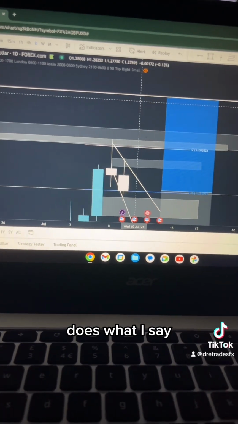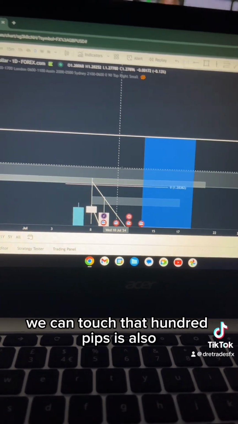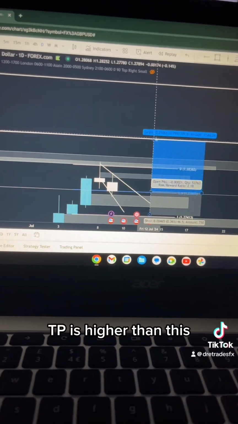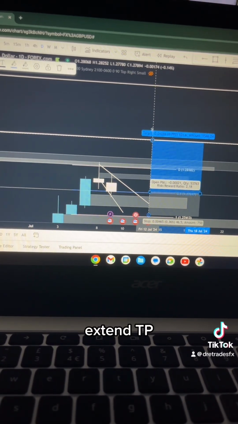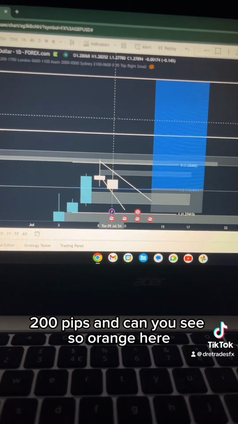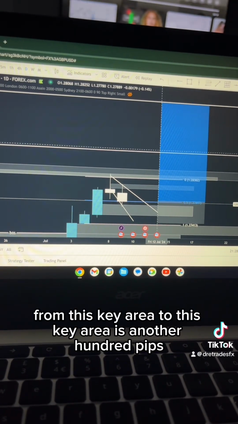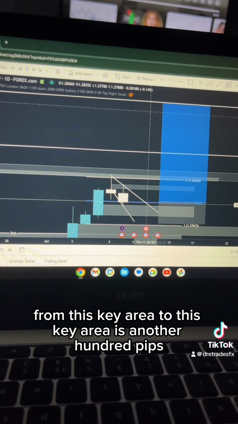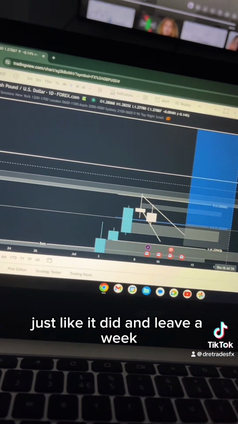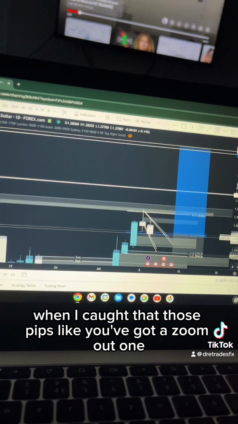If price does what I say, retraces properly, and then starts pushing heavily to the upside, we can catch that 100 pips. There's also TPs higher than this. Extend TP: 200 pips. And can you see, our range here is 100 pips. From this key area to this key area is another 100 pips. Clean 100 pips. We could easily see that get ran through in a few days, just like it did the other week when I caught those pips.